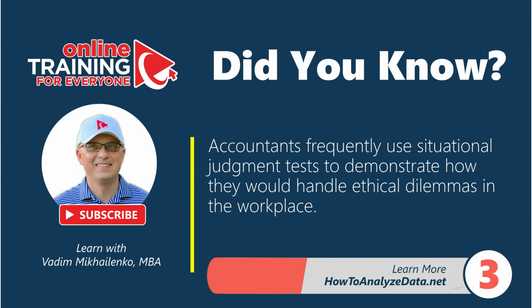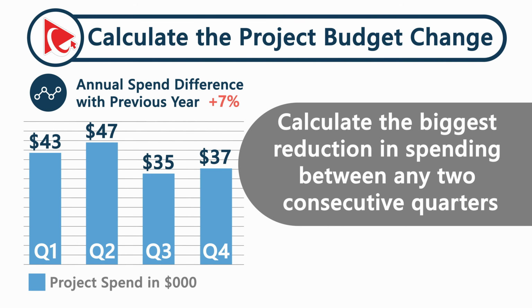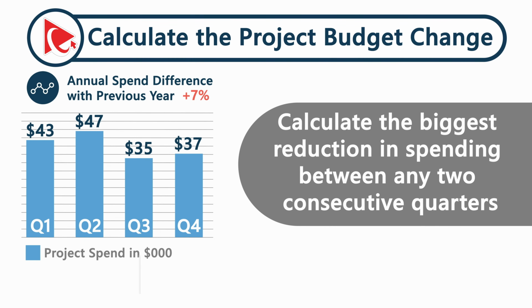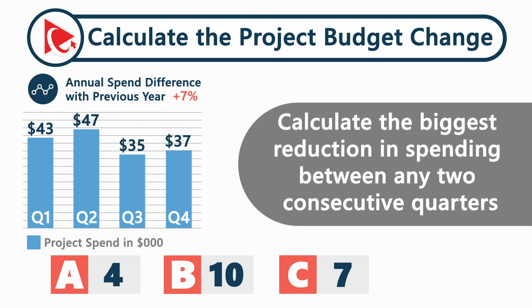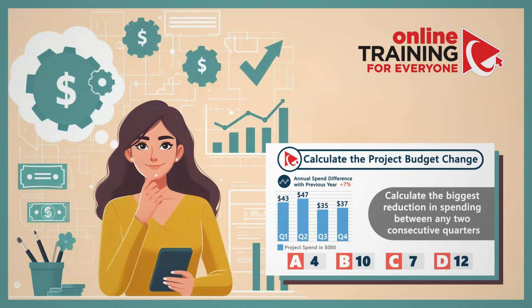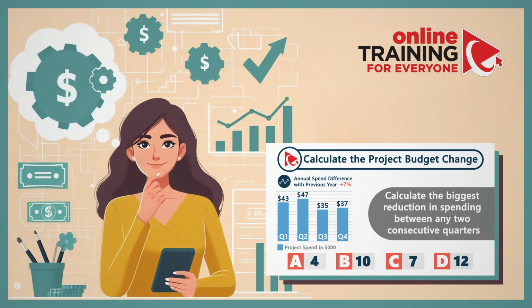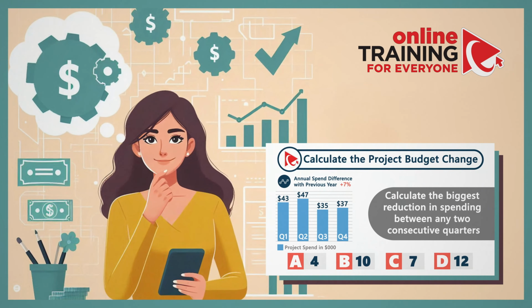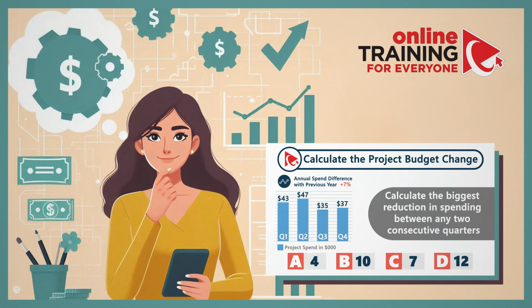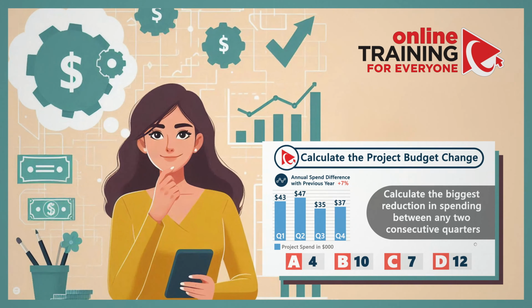In this question, you're presented with the chart, and you need to calculate the biggest reduction in spending between any two consecutive quarters. Your choices for the answers are choice A, 4, choice B, 10, choice C, 7, and choice D, 12. Review this question carefully, just like you would on a real test. Make sure you choose your answer before time runs out. And when you're done and your answer is ready, I'll walk you through the solution and we will compare our choices. Let's begin.